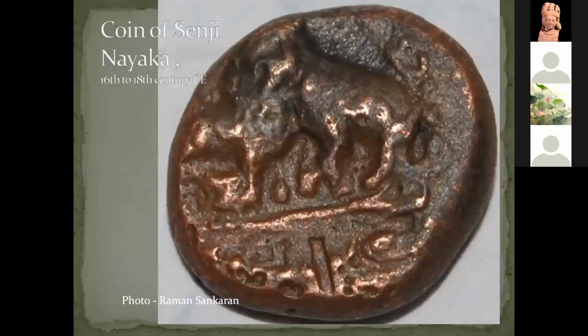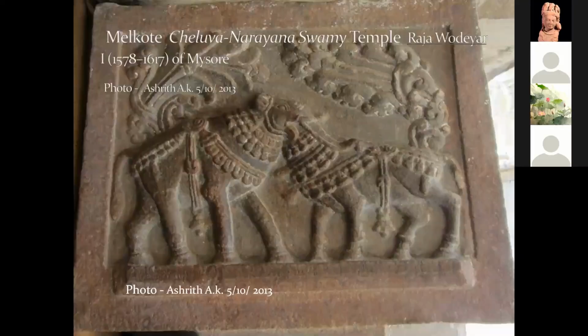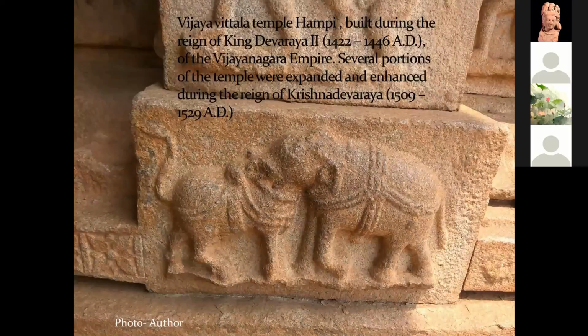There is another representation of the same Rishabha Kunjara on a coin of the Senji Nayaka period, between the 16th and 18th century. Here again, you see the Rishabha and the animal motif fused together in this coin. So this is another image from Melkote. And this is another one from Vijayavitthala Temple, Hampi. Here it is very clear that though it is a simple motif without much ornamentation, the sculptor has tried to bring in a very beautiful representation of this Rishabha Kunjara.